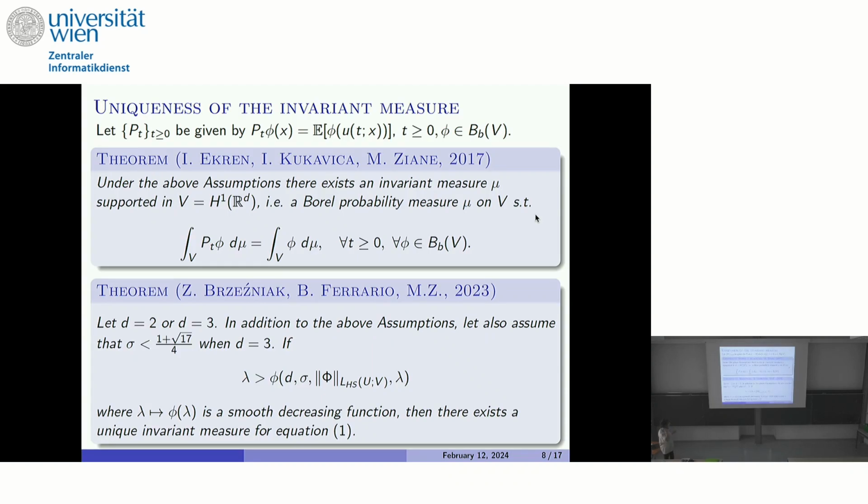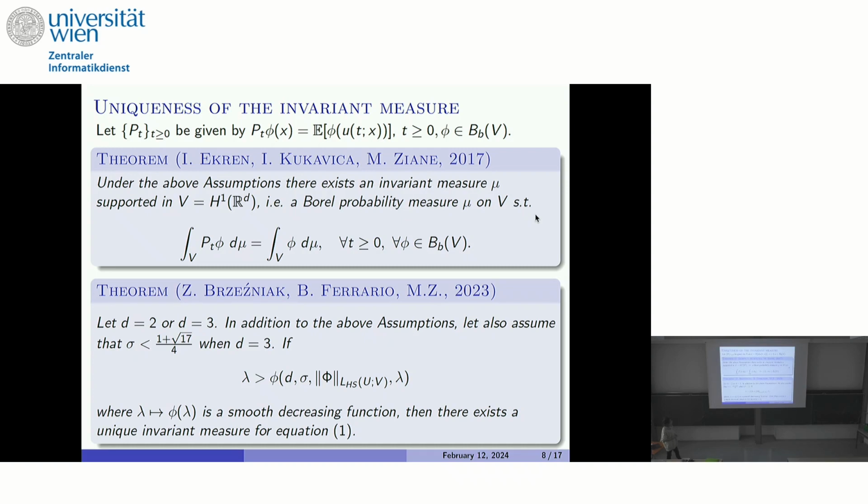Okay, so what is the result and what is the idea of the proof? At first you have to be sure that there exists a unique solution, and this is a result by Debussche and Bouard. Once you have uniqueness, you can introduce, as usual, a semigroup associated to the solution process. So P_t phi(x) is the expected value of phi evaluated in the solution process at time t starting from x, and phi is any Borel bounded function.